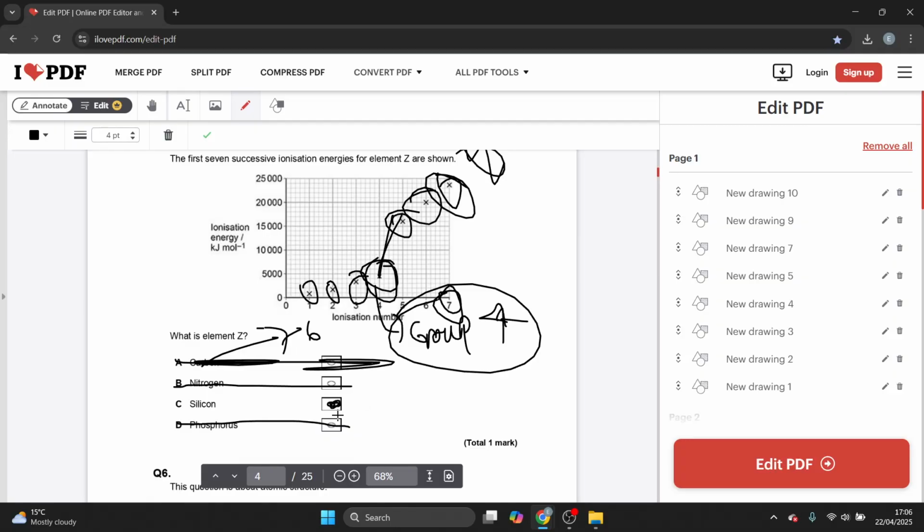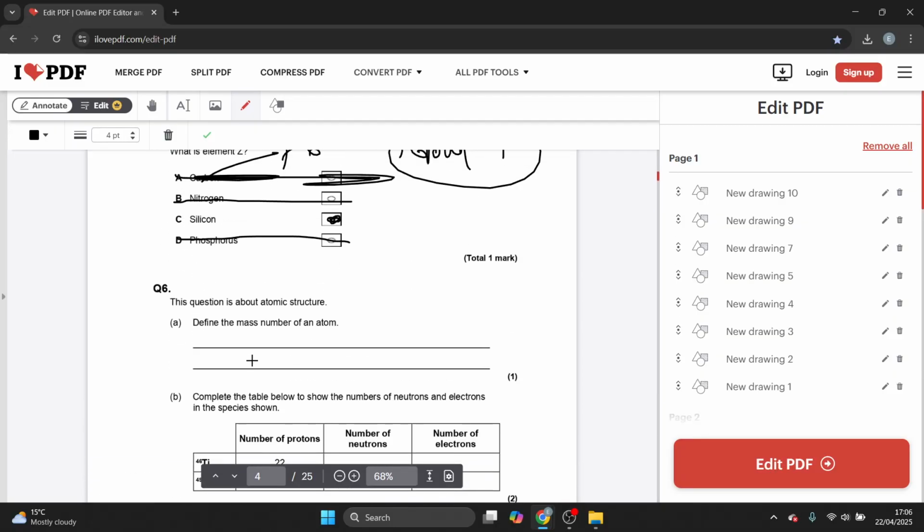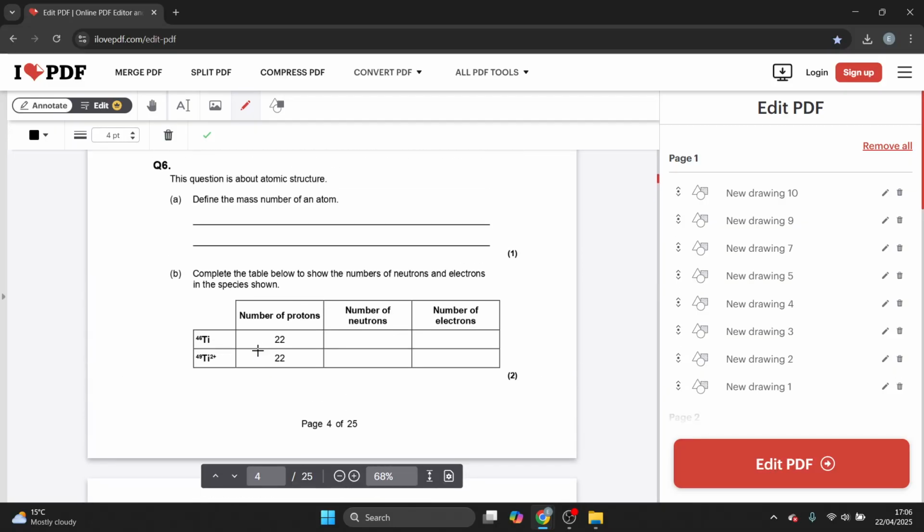That's a nice little trick they like to use to find the mass number of an atom. I went through this just before. It's the number of protons plus neutrons. You could say in the nucleus, but not necessary.